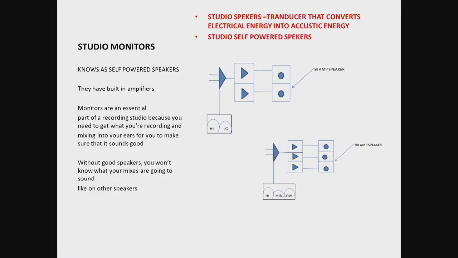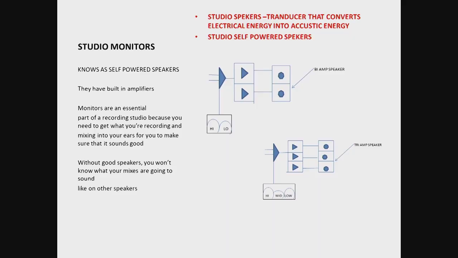And then speaking about studio monitors. Studio monitors are not your normal PA speakers. They are totally different. We have bi-amp speakers, which have two amplifiers. Then we have tri-amp speakers, which have three amplifiers. We normally use two amplifiers for our bi-amp because we have a high and a low. We don't have a mid. We only have high and low.